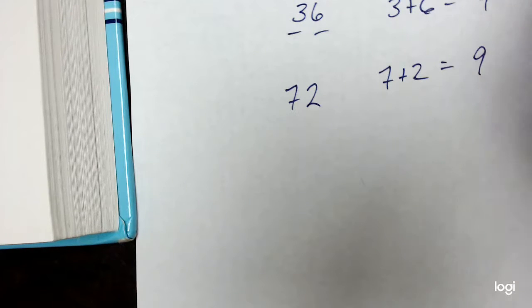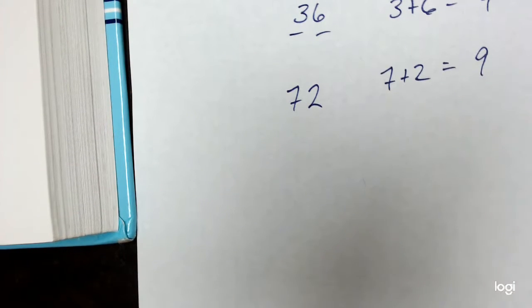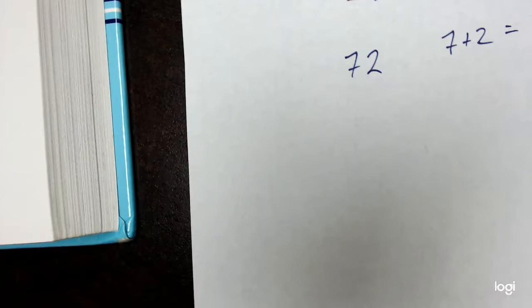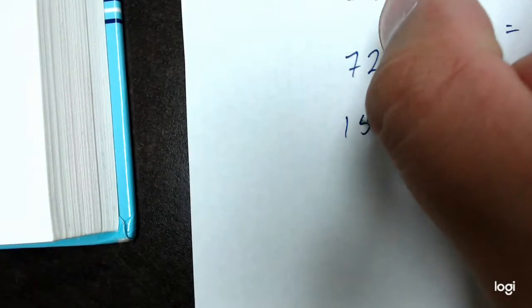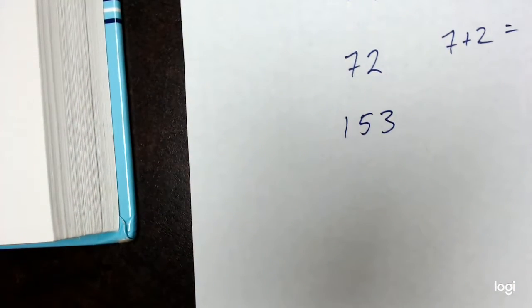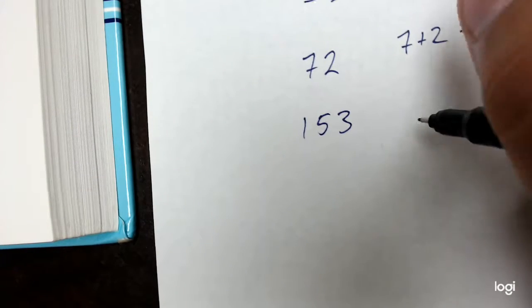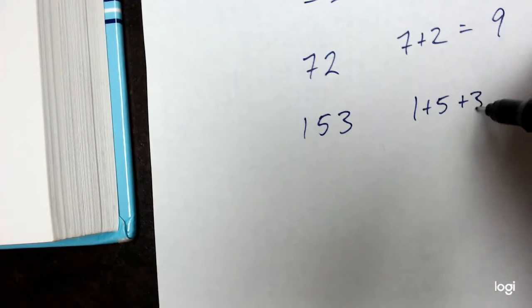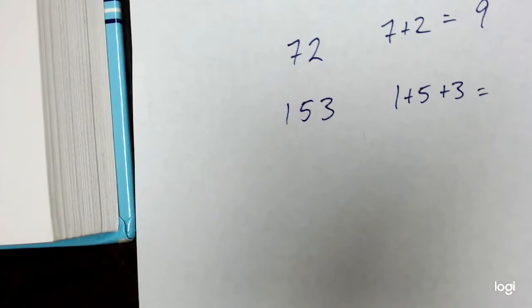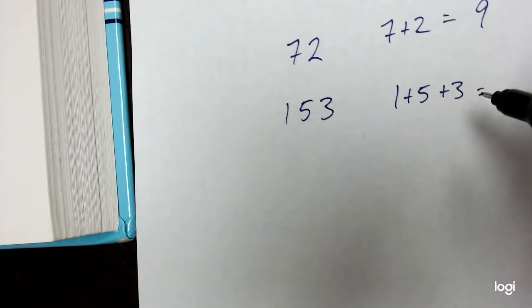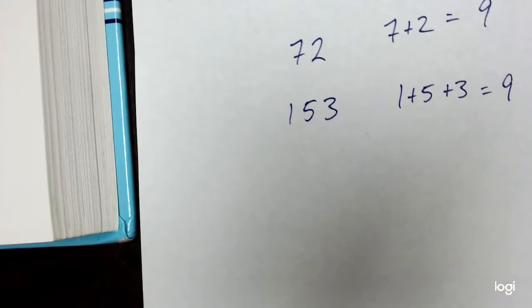So we can use this to solve harder ones, like the number 72. I don't know if 72 is divisible by 3 because I didn't memorize the times tables that high. But if I take 7 plus 2, that equals 9 as well. Since 9 is divisible by 3, then 72 is also divisible by 3. We can do this with another one. Let's try 153. That's a big number. How in the world would I ever know if that's divisible by 3? Well, let's add up the digits. 1 plus 5 plus 3 equals 9, which we know is divisible by 3.